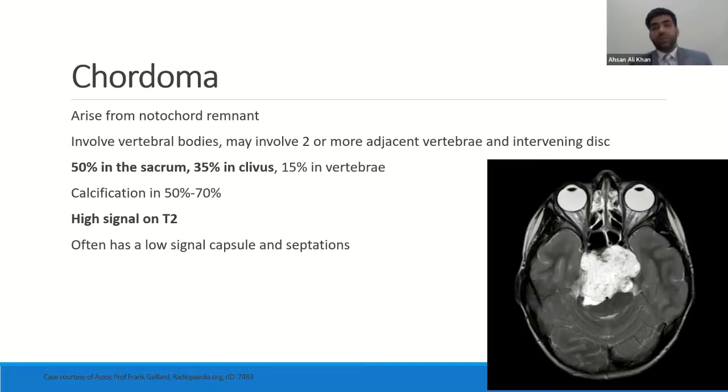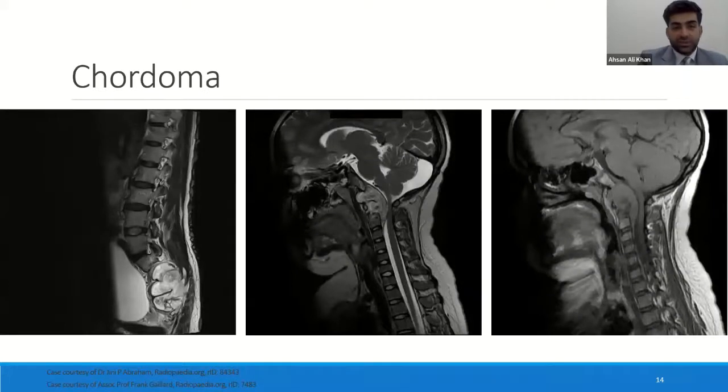They usually have calcification, 50 to 70%, and the characteristic sign of chordomas is that they have very high signal on T2. Other tumors can also have high signals on T2, but chordomas have high signal almost like CSF. Okay, so that's very characteristic of chordomas. The other unique thing is that they have a low signal capsule and septations. You can see, for example, this is a sacral chordoma here, and you can see these septations, and the outer lining is also low signal here.